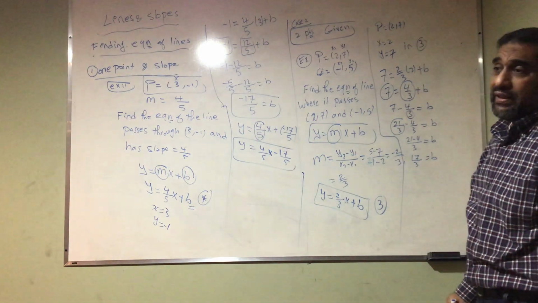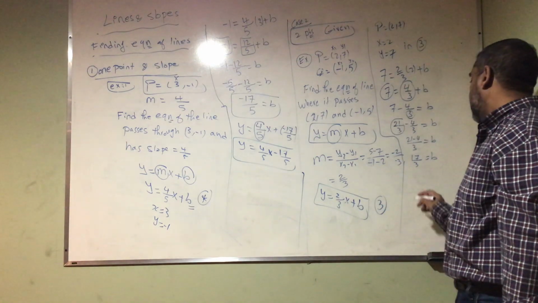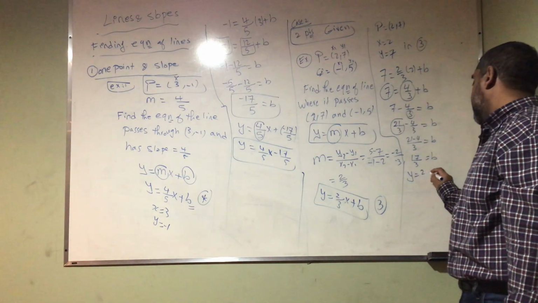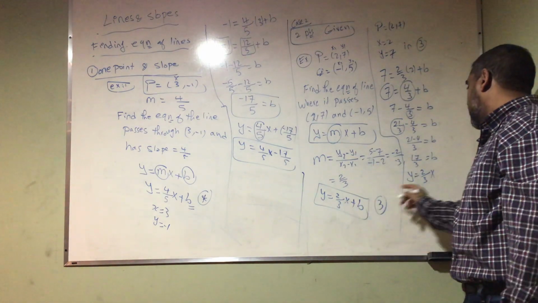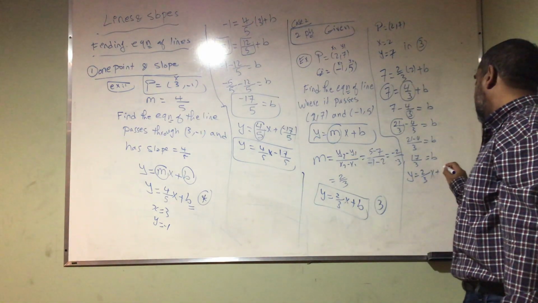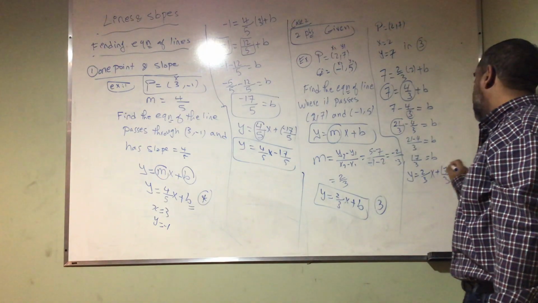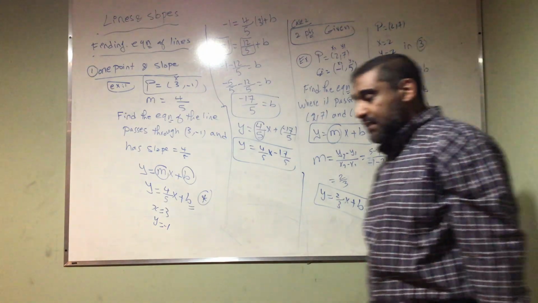So if I simplify this one here, the equation of the line should be 2/3 x, that is equation number 3 here, 2/3 x, and what is your y-intercept? Plus, that's positive 17/3. So that is the equation of the line.